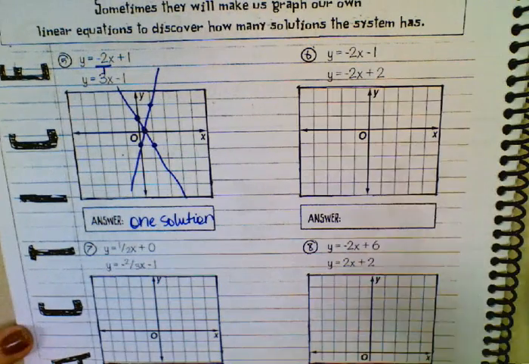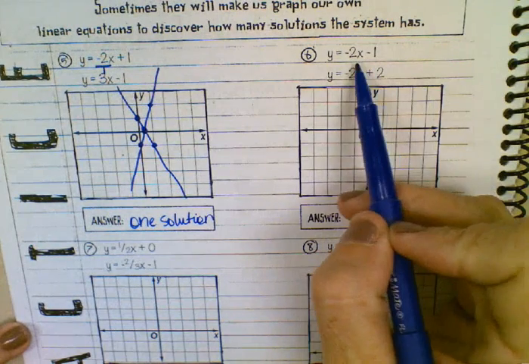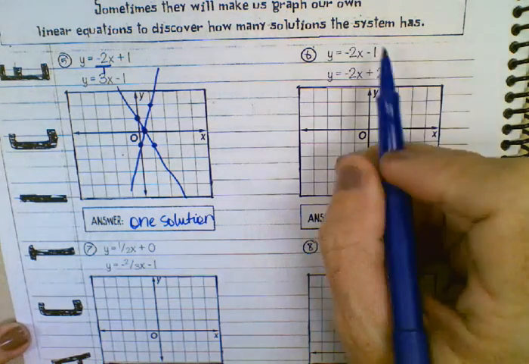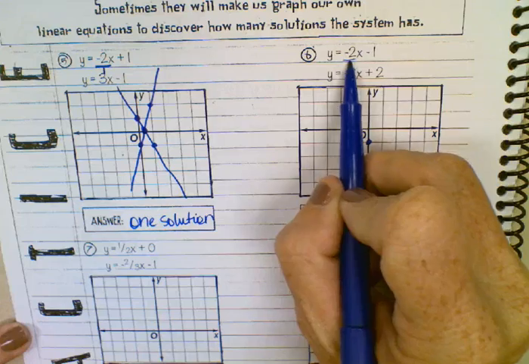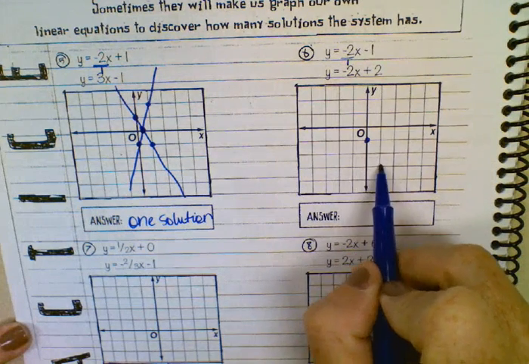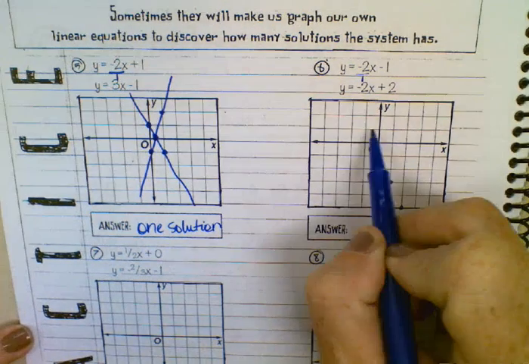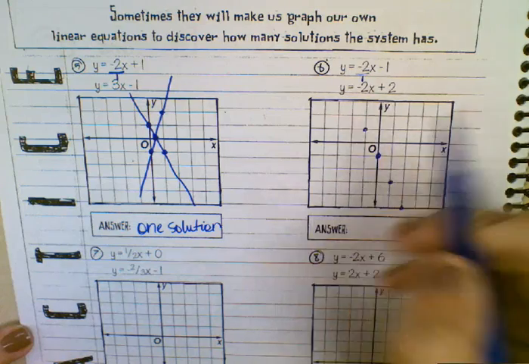Let's go on and do number 6. So my first equation is y equals negative 2x minus 1. I begin at negative 1. Because that slope is negative, I know I'm going to go downhill, so I'm going to go down 2 and over 1. Or I could have gone up 2 and to the left 1.